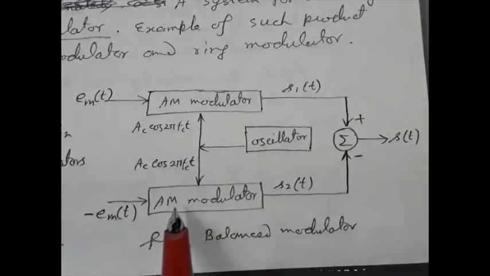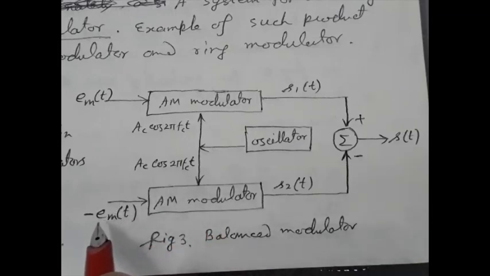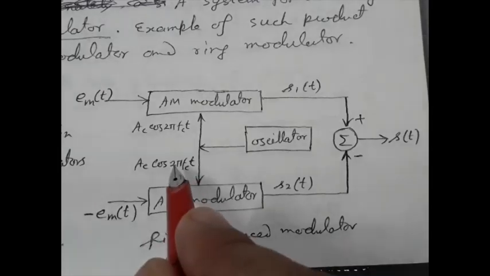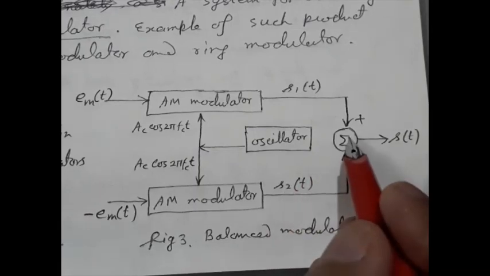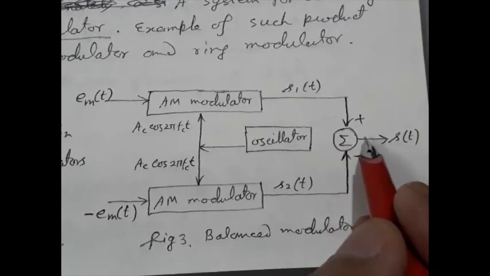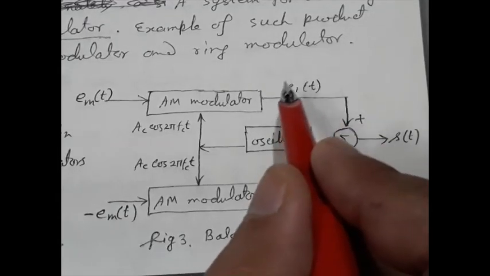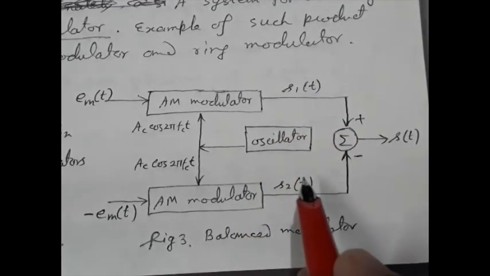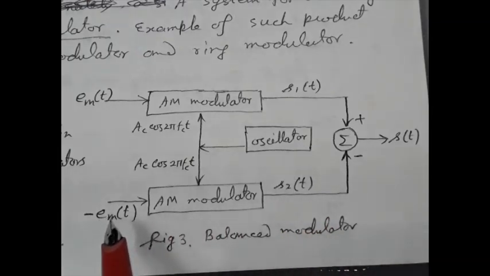In the second AM modulator, we have to provide minus e(t) with the help of some inverting amplifier. We can produce minus e(t). The same carrier is used here, and the corresponding AM signal is S2. Then we have a subtractor, and the output is S(t). So S1(t) is an AM signal. S2(t) is also an AM signal, but with minus e(t) as baseband.